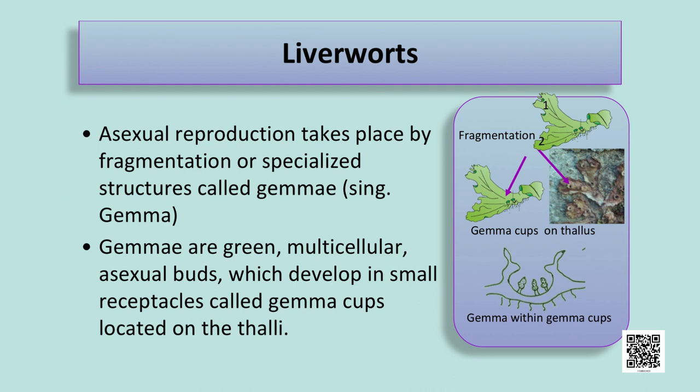There is another specialized structure called gemma through which asexual reproduction takes place. These are green multicellular asexual buds that develop on small receptacles called gemma cups. As you can see in the picture, these gemma cups are located on the dorsal surface of the thallus. The gemma in gemma cups looks like eggs in the bird nest. The gemma detaches from the parent body and then germinates upon falling on a suitable surface.